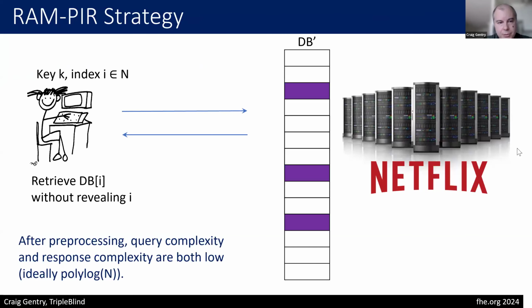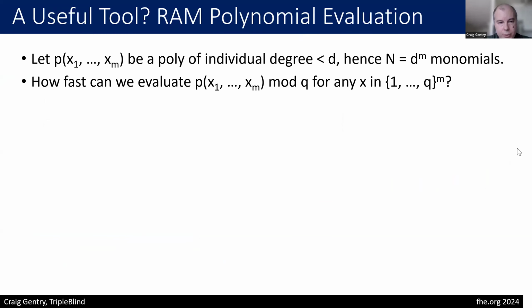Okay, so how can we possibly do that though? Well, let's consider a related problem. Forget about databases for a minute, just think about polynomials. Let's suppose you have a polynomial p, evaluated at x1 through xm, of degree d. You can think of it as univariate initially, but in the scheme it's actually going to be multivariate, and it has n monomials.